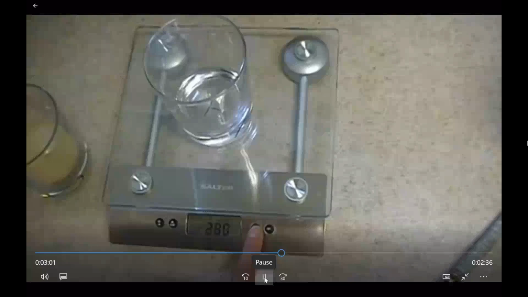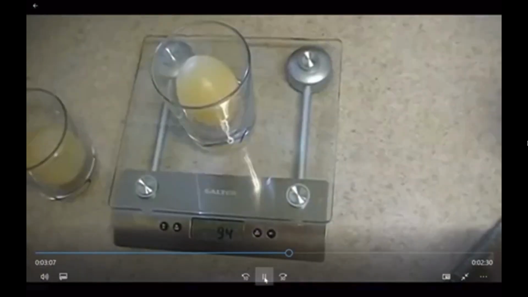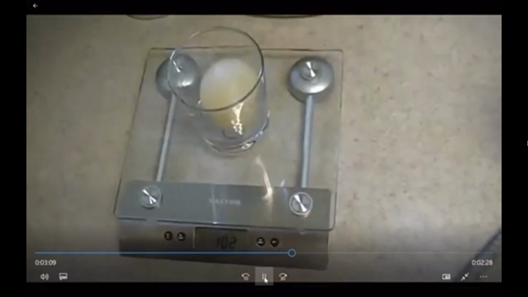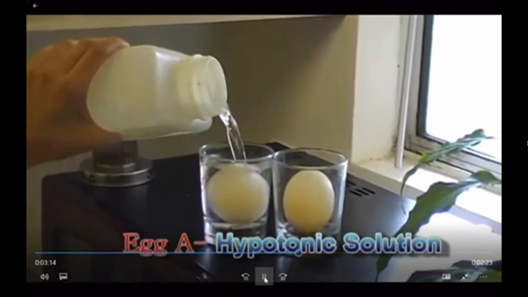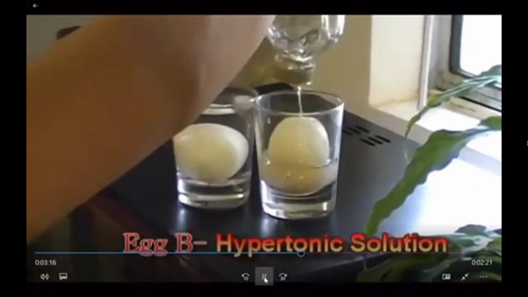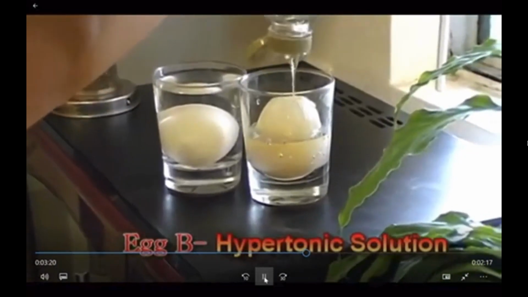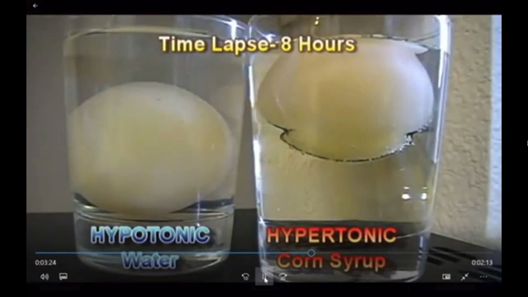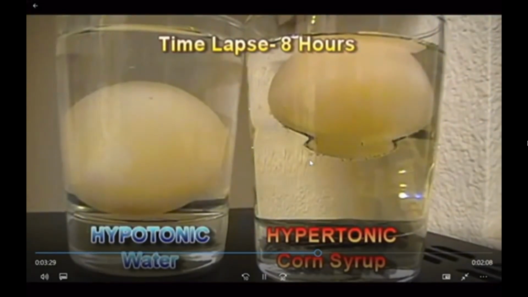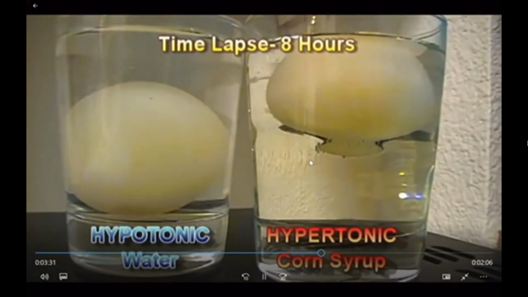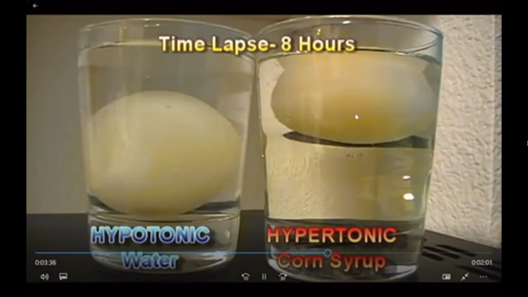Before starting our experiment, we will first mass our egg using a scale. Egg A has a mass of 94 grams. Egg B has a mass of 103 grams. Egg A we will place in a hypotonic solution, water. Egg B we'll place in a hypertonic solution, thick and sugary corn syrup. So this means that for the hypertonic solution, we can expect that water from the inside part of the egg will go outside. So this means this egg must become lighter.